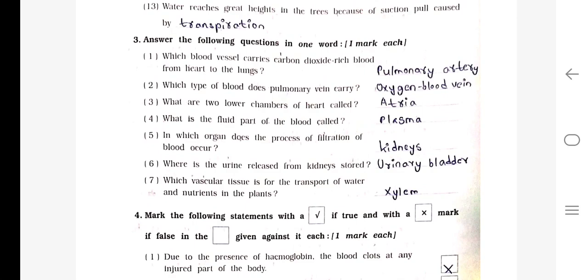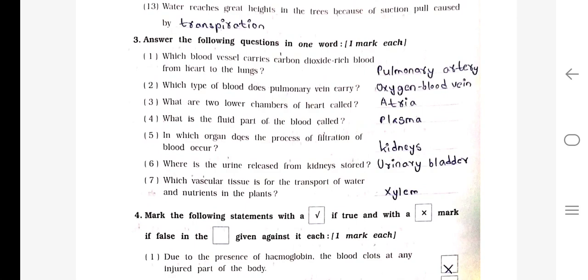Number 2. Which type of blood does the pulmonary vein carry? Answer is oxygenated blood. Number 3. What are the two lower chambers of the heart called? Answer is ventricles. Number 4. What is the fluid part of the blood called? Answer is plasma.